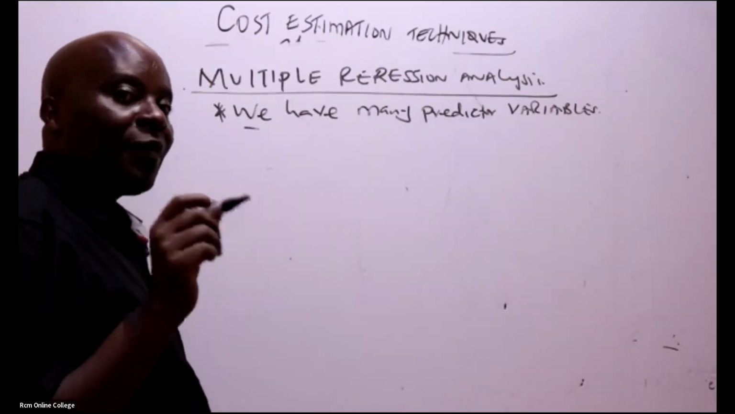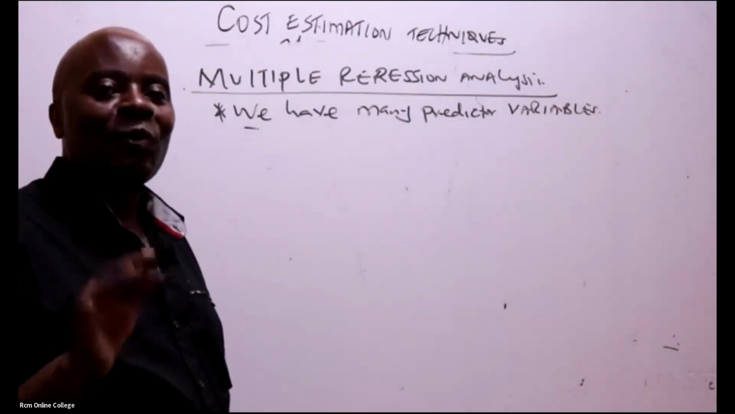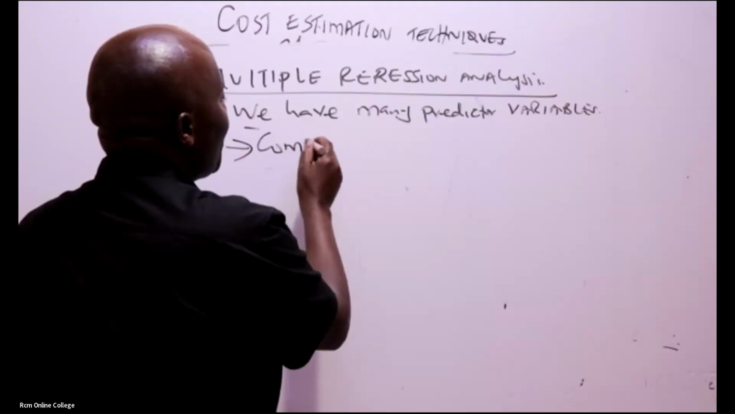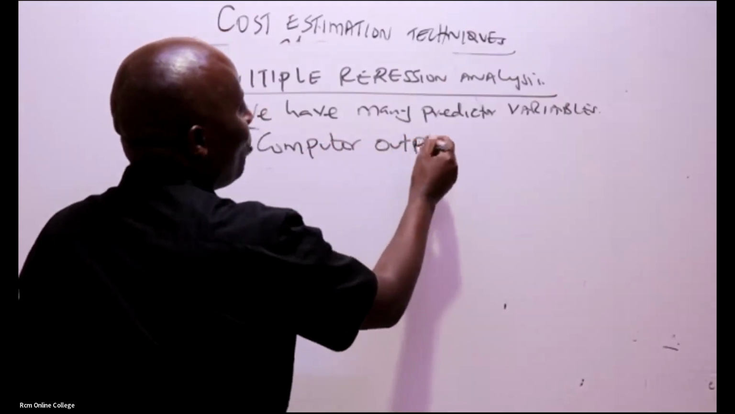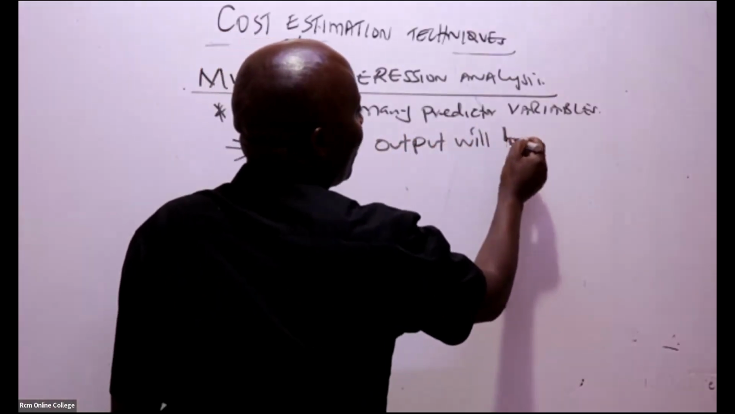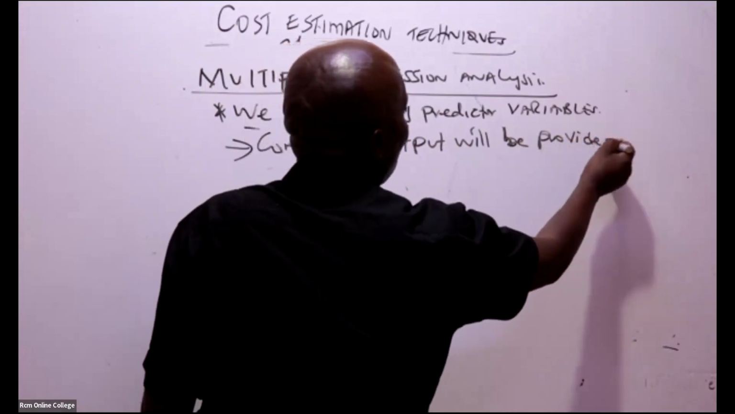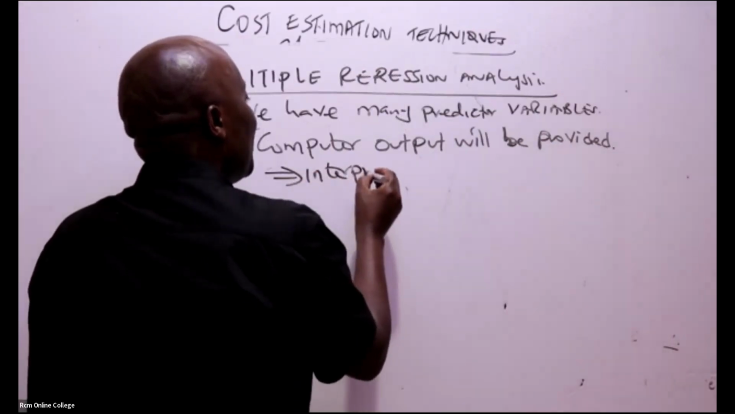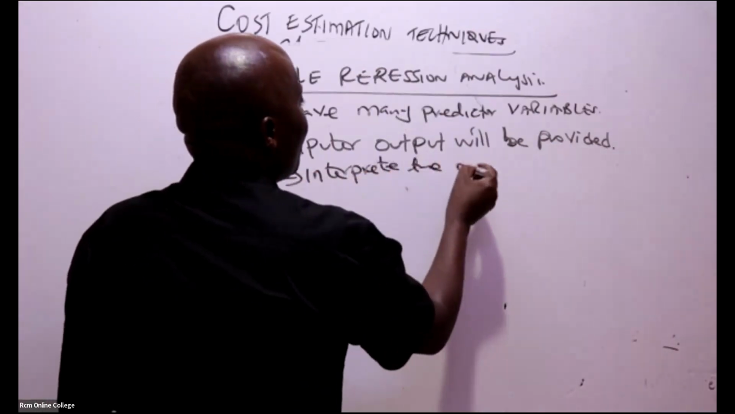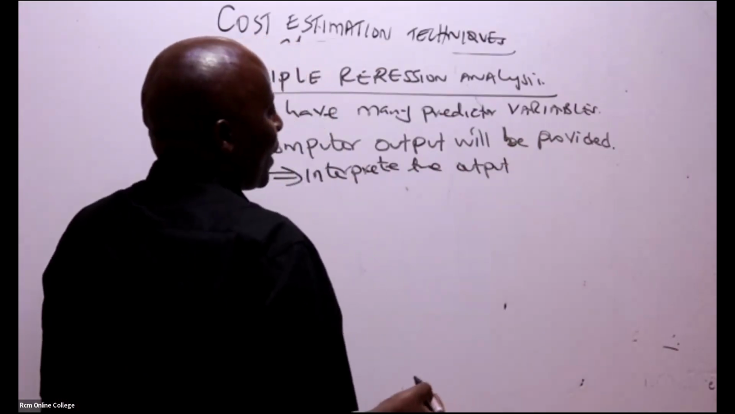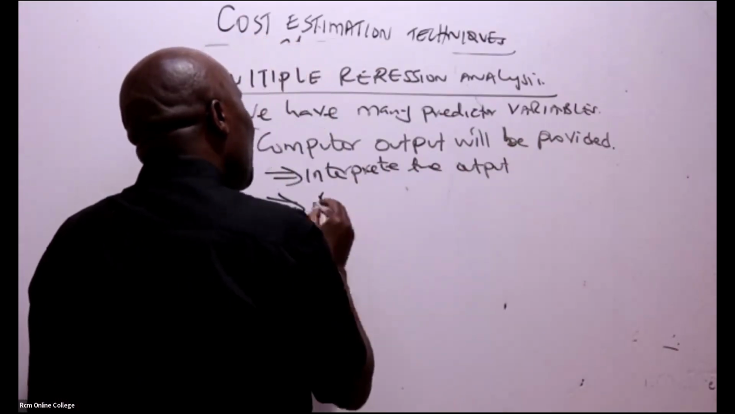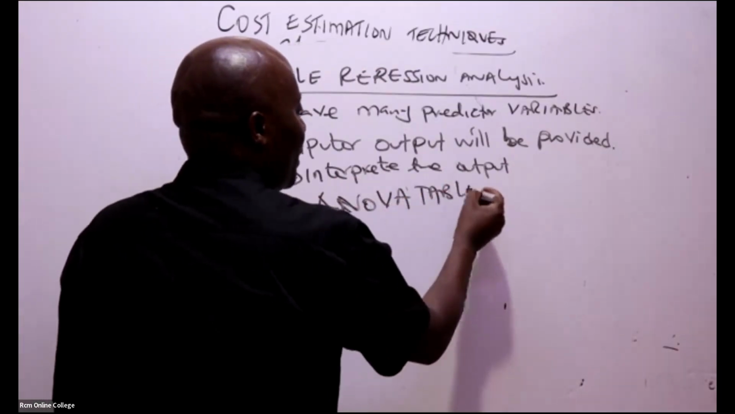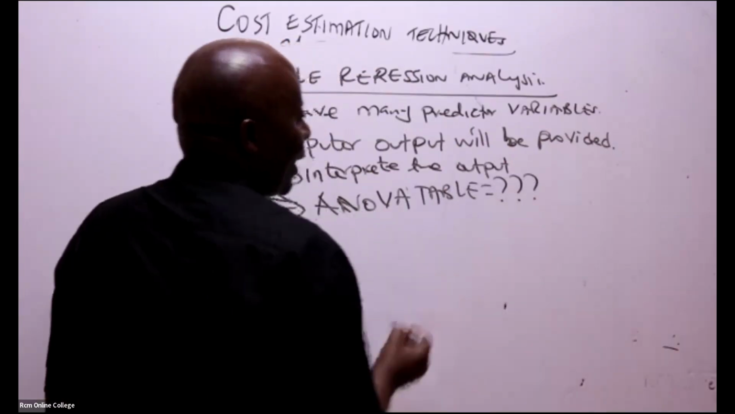So when you are given many predictor variables, the examiner will not examine you in terms of getting the value of B and A using formula. He will give you a computer output. A computer output will be provided, and then our work will be to interpret the output. And the most important thing that most students are not able to interpret is what we call ANOVA table. This is really what scares so many students.